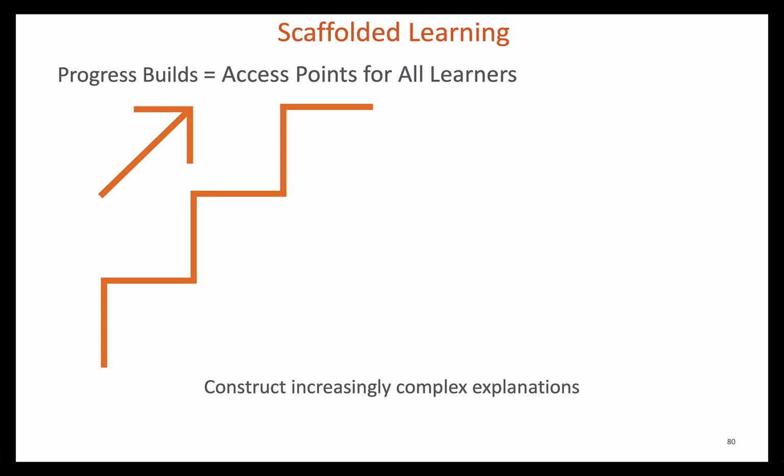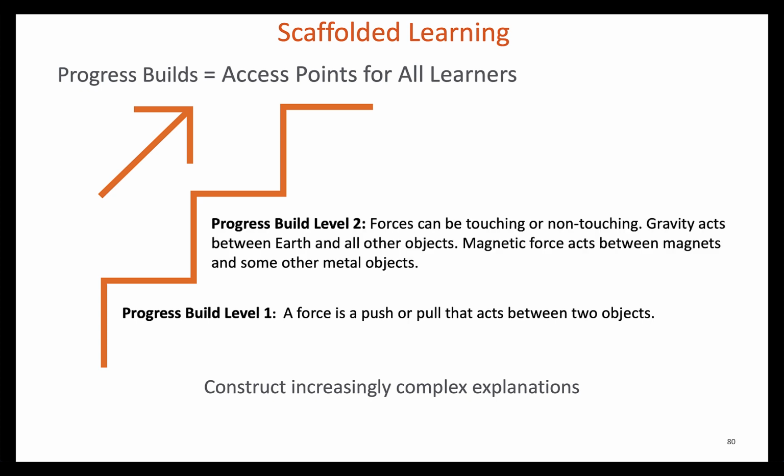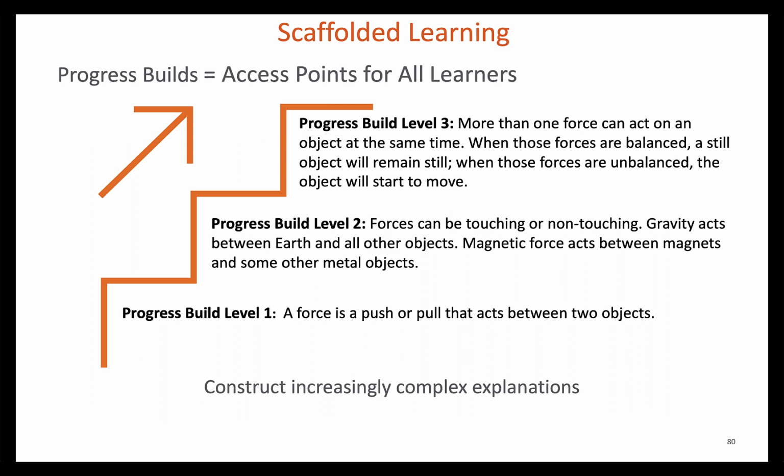With Amplify Science, units start with a progress build called Level 1, and our assessments are tied to these levels as well. So at Level 1, a force is a push or pull that acts between two objects. Students know they can push or pull things, and we tap into that knowledge. By Level 2, we introduce touching and non-touching differences, gravity and magnetism. Those are non-touching forces, but they definitely have impact on the objects around us. And then by Level 3, more than one force can act on the object at the same time, and you can have balanced forces as demonstrated with those models of the floating paperclip and the magnet tricks as well.